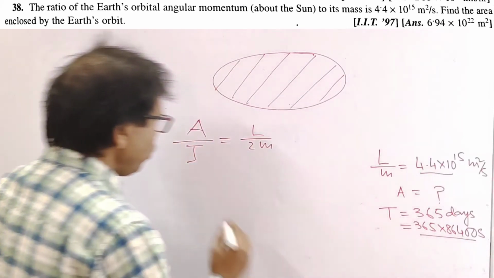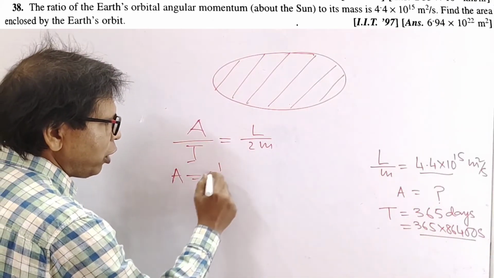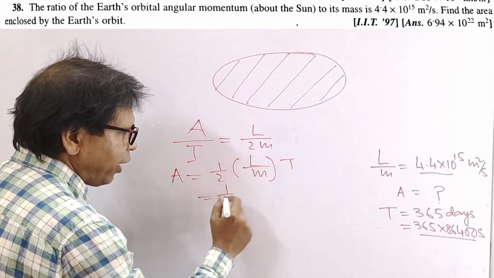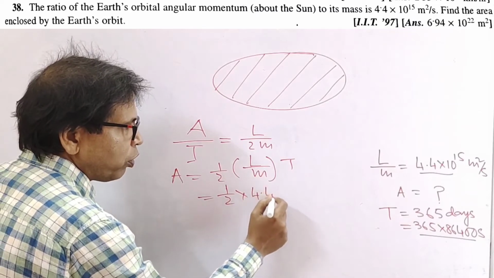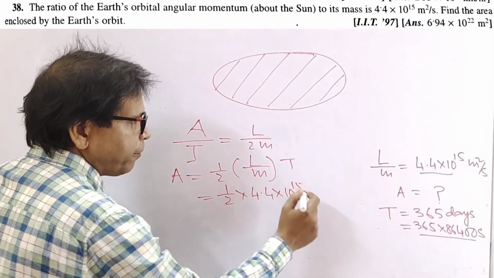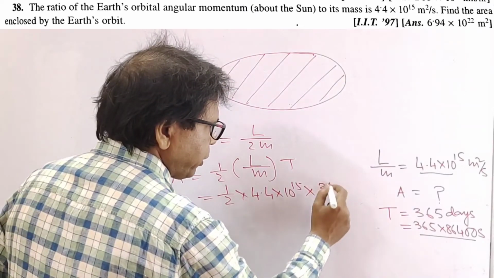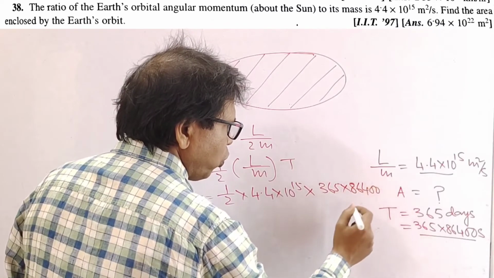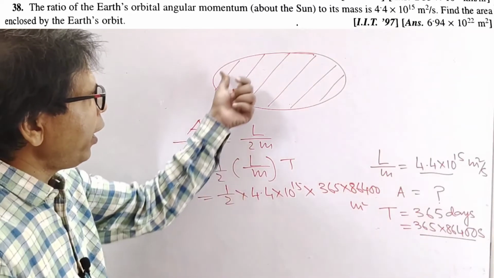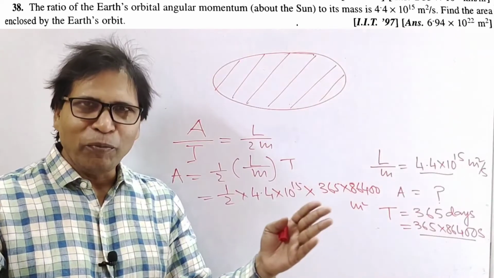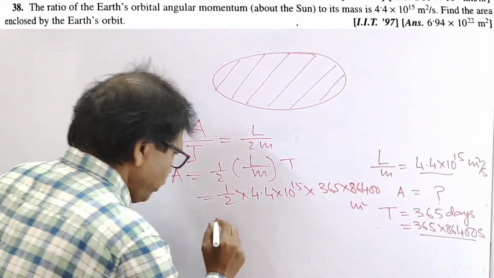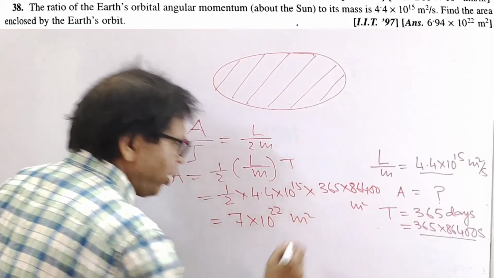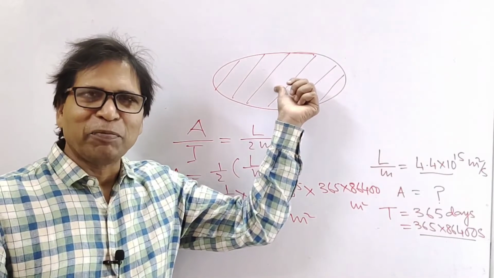That is in seconds. So look at this. A equals half into L by m into T. This is half into 4.4 into 10 to the power 15 into T. T is 365 into 86400. Meter square is the area described by the orbit of the earth. Okay, this is almost 7 into 10 to the power 22 meter square, the area of this portion.